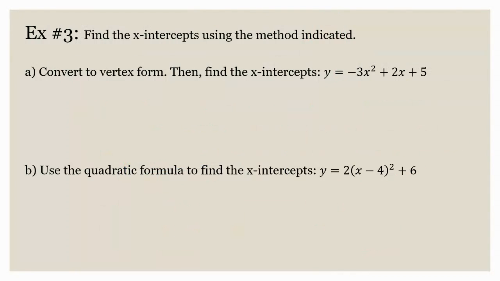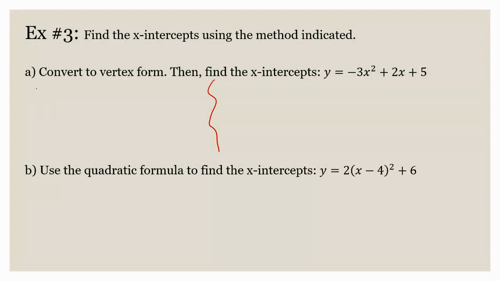Let's keep going. So find the x-intercepts using the method indicated. So this says convert to vertex form and then find the x-intercepts. Okay, so it doesn't want me to factor. It wants me to convert it to vertex form. It doesn't say if I have to complete the square or not. So I could use either method.